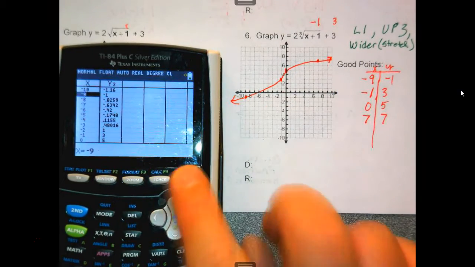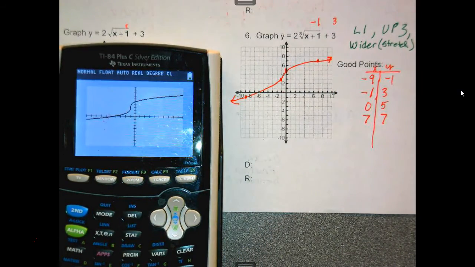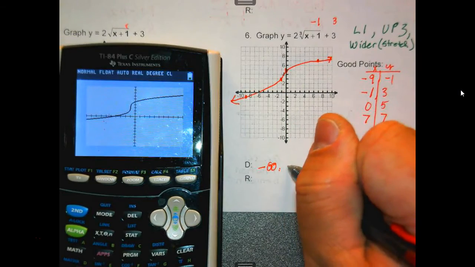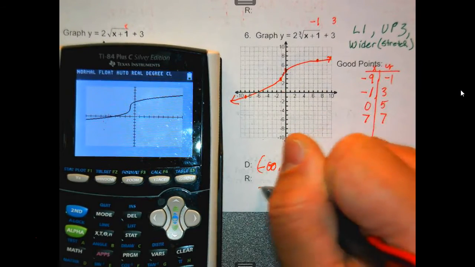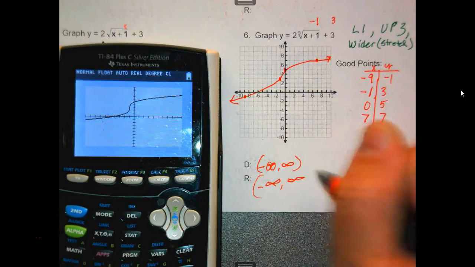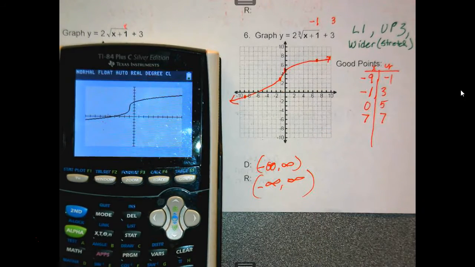Does that look like my graph? Yes, it does. What's my domain and range for cube root functions? Negative infinity to positive infinity. Easy peasy, right?